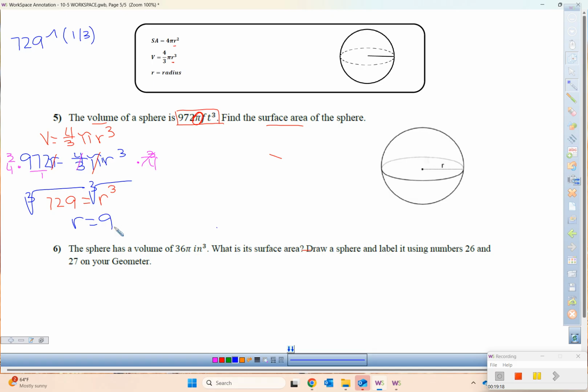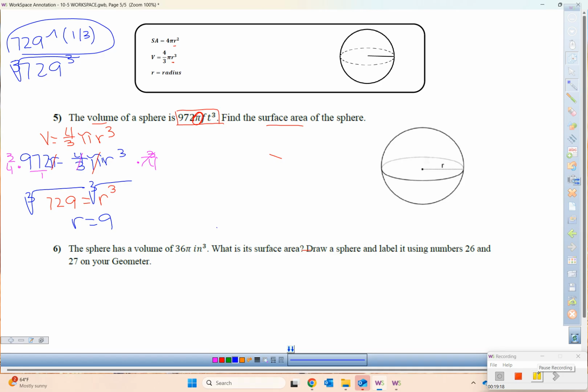Any questions on how to put that cube root in your calculator? Because this is the opposite of that. This is taking the cube root if you type it like this in your calculator. Any questions on that? Are we good? All right. Let's look at number 6.